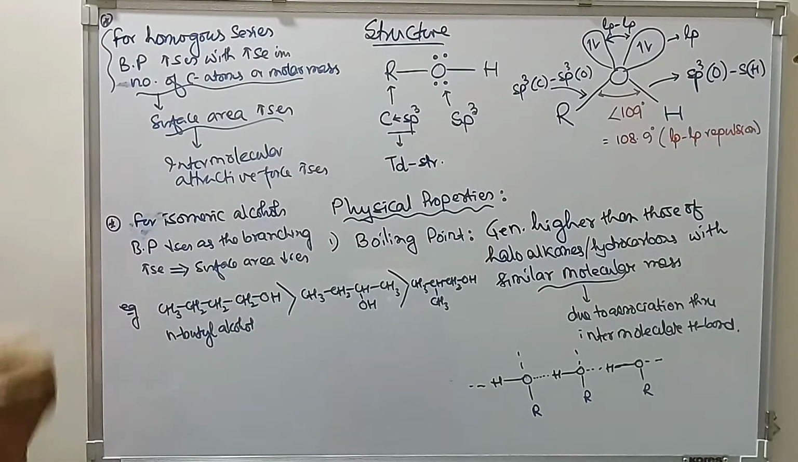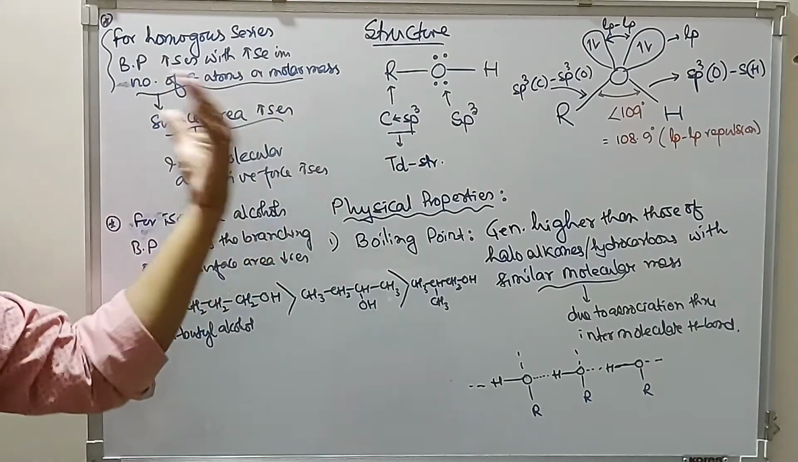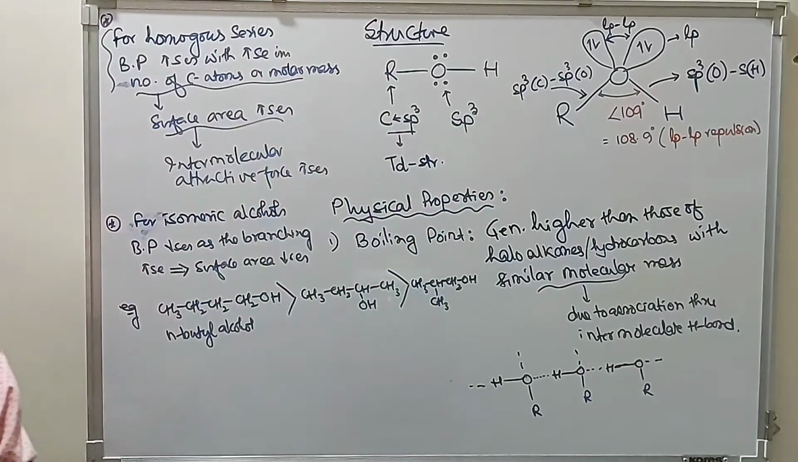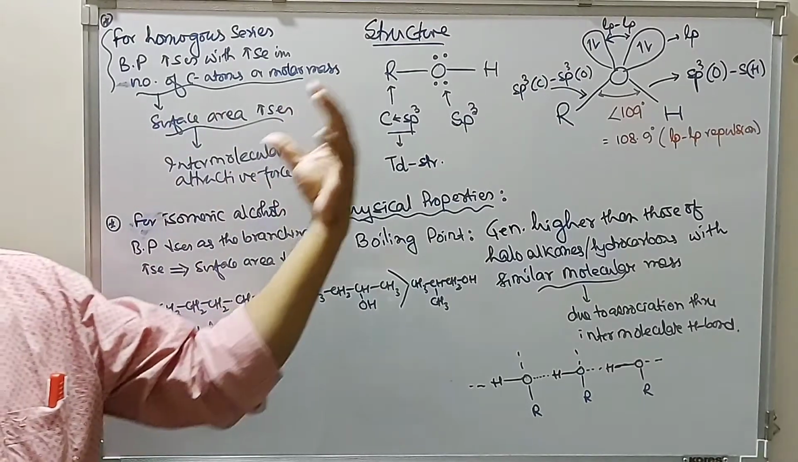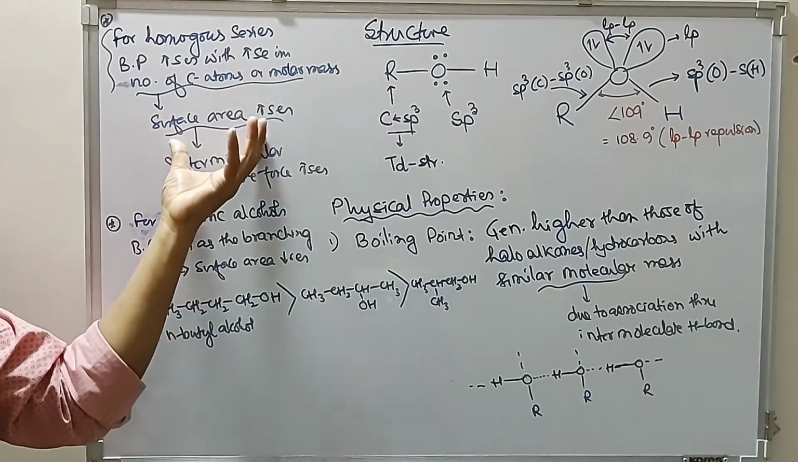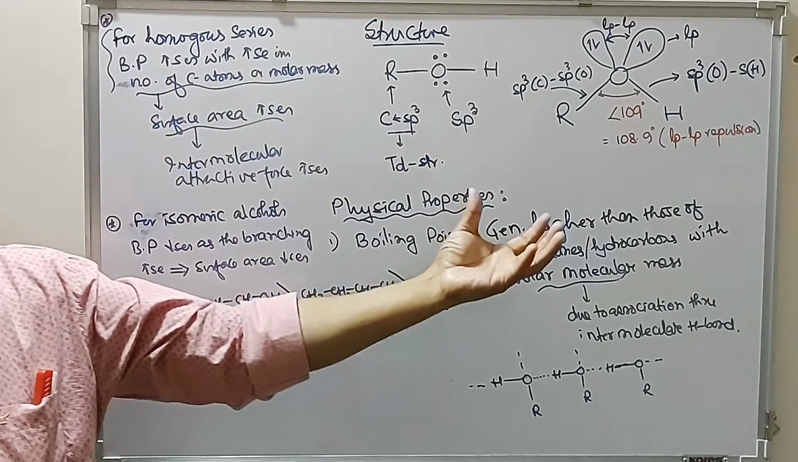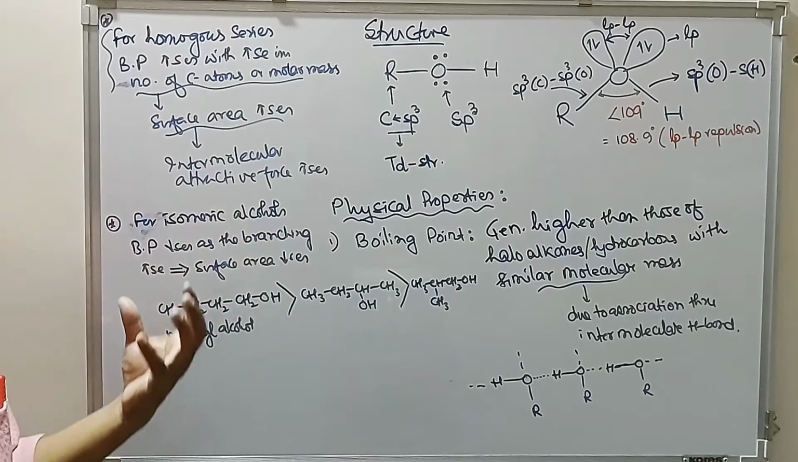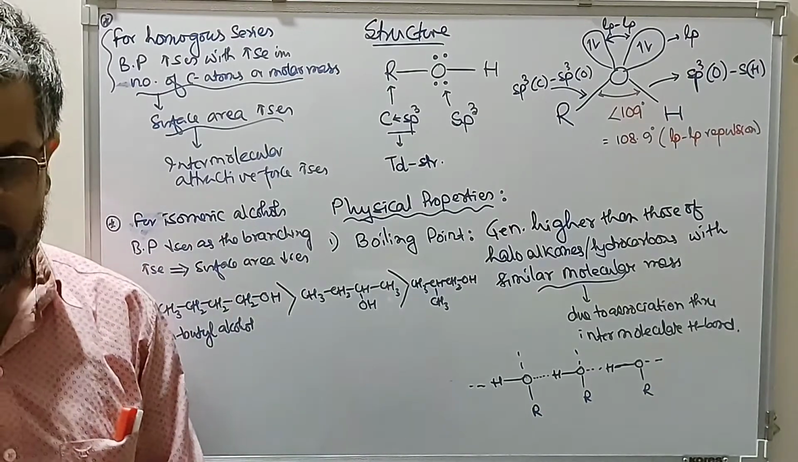But for a homologous series, as the mass of the substance increases, or as the number of carbons increases, boiling point increases because of increase in surface area, and intermolecular attractive force increases. So this is how the boiling point of these compounds called alcohols varies.